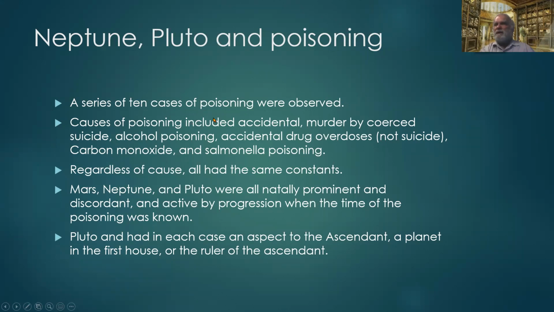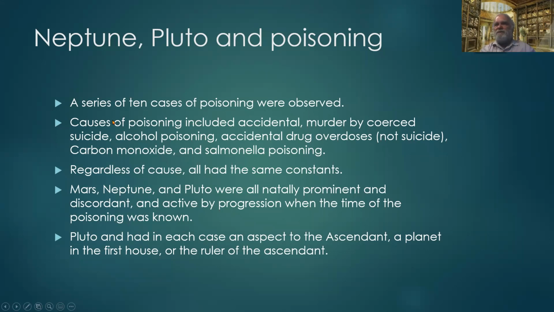The causes of poisoning included accidental. One was a woman who was having a love affair, and her lover tried to poison her husband, right? But the little girl took a spoonful of the medicine instead, and the daughter died. So, a gruesome tale, but the little girl's death was accidental, right?